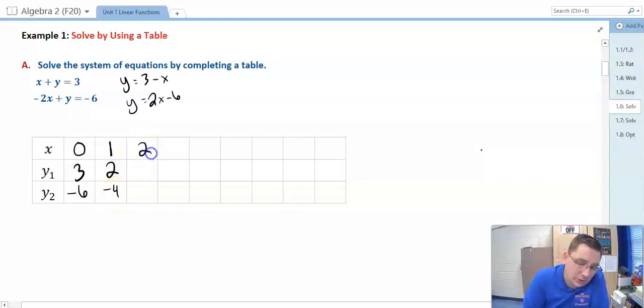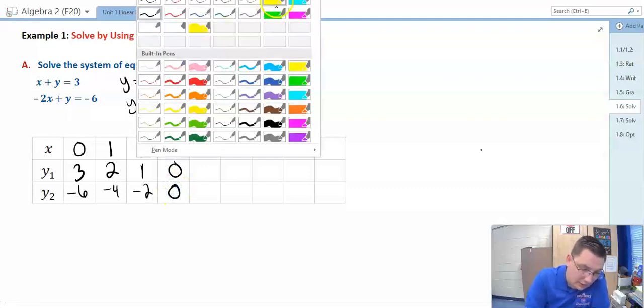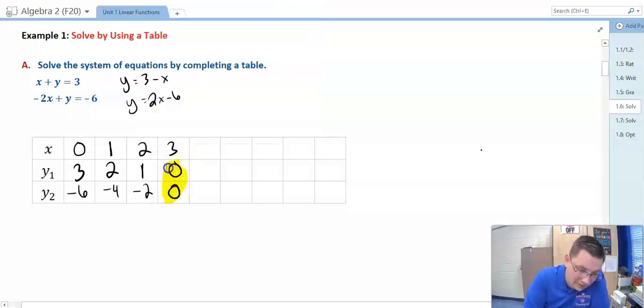So I'm going to go to 2. And so we're going to do the same thing. We plug in the 2 for both x's. 3 minus 2 is 1. And then 2 times 2 is 4, minus 6 is negative 2. And if I go to 3, watch what happens. 3 minus 3 is 0. 2 times 3 is 6. And 6 minus 6 is 0. These 2 values have come out the same.